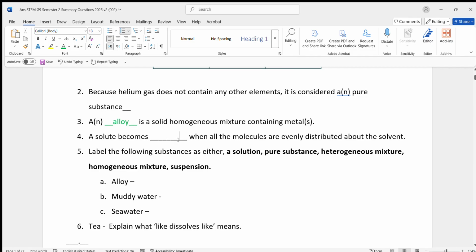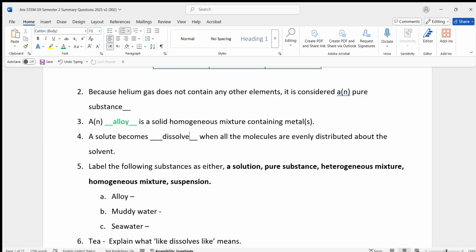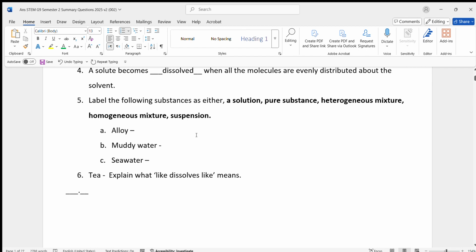Now next one, question number four. It says a solid becomes what when all the molecules are evenly distributed, so it means dissolved. Now the next question is easy. You just need to use these words to mention it. So alloy is the answer for that.